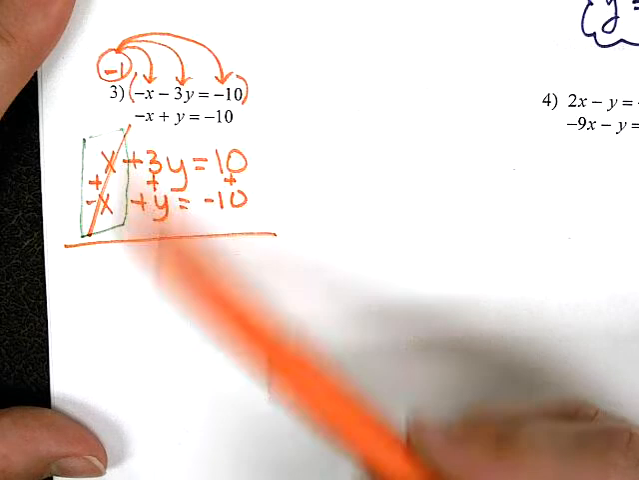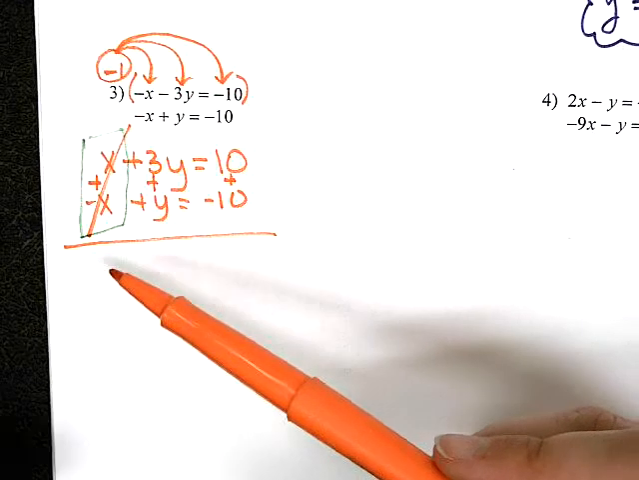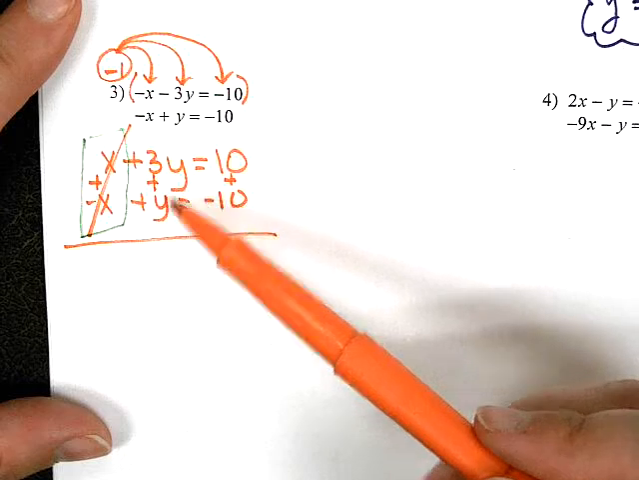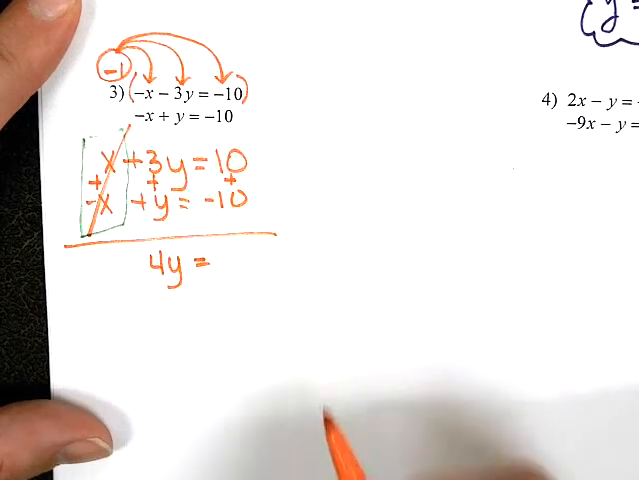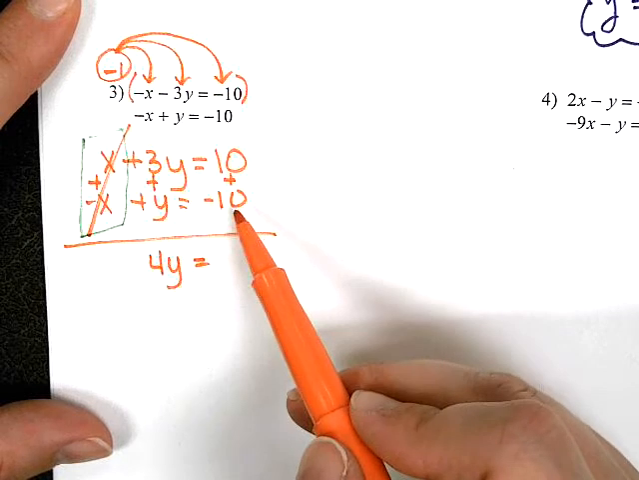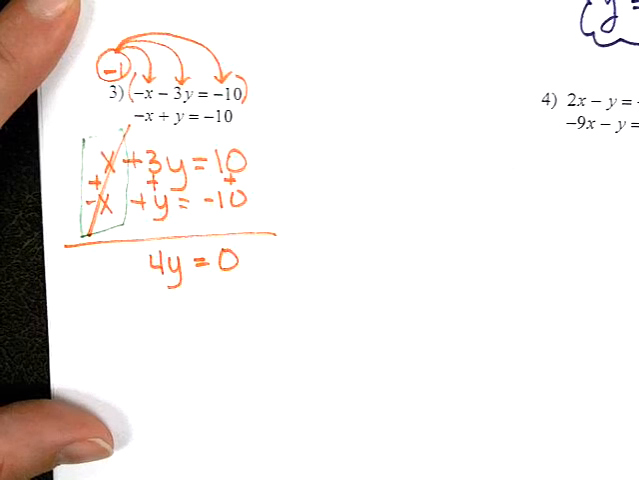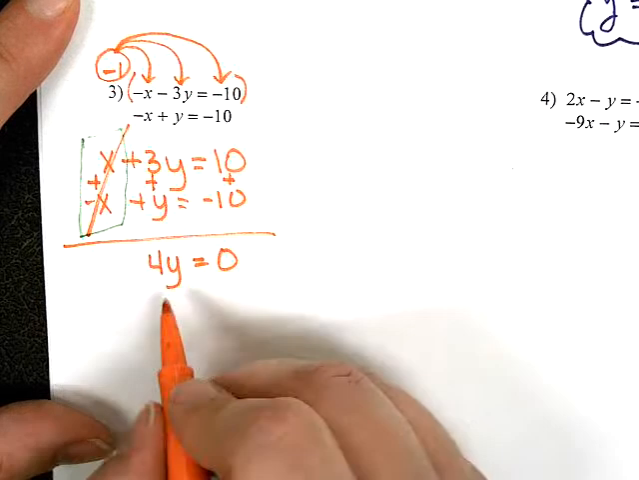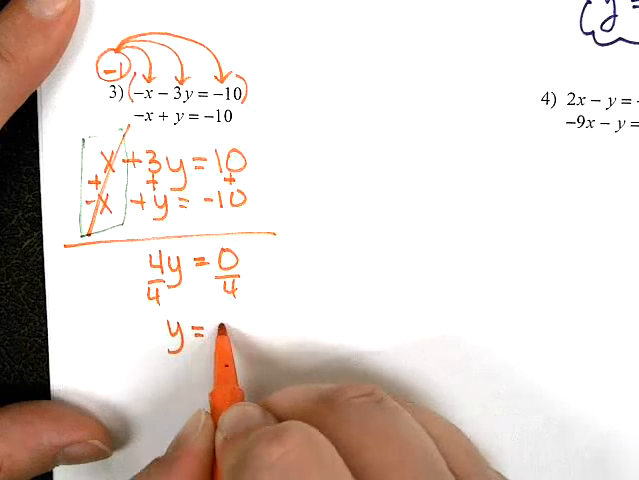All right, so x's, cool. They canceled each other. That's the whole point, right? I want them to eliminate. Then I have a 3y plus y, so that gives me a 4y. And I have 10 plus negative 10. Hey, those are opposites also, aren't they? Those cancel to give me 0. Then I can divide by 4, and I get y equals 0.